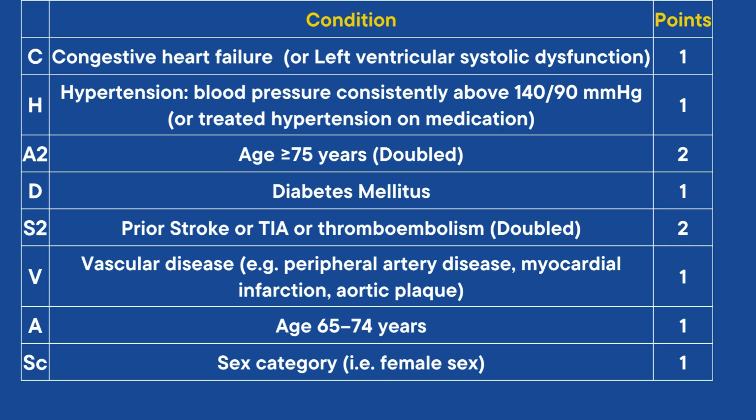The person with vascular disease, that is peripheral artery disease or myocardial infarction or aortic plaque, then the score is 1. If the person is aged between 65 to 74, the score is 1. If the person is female, the score is 1.